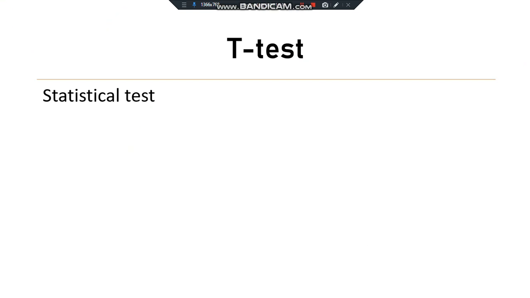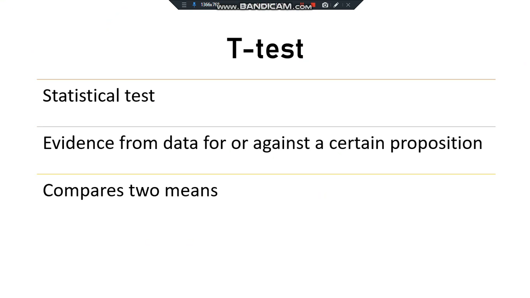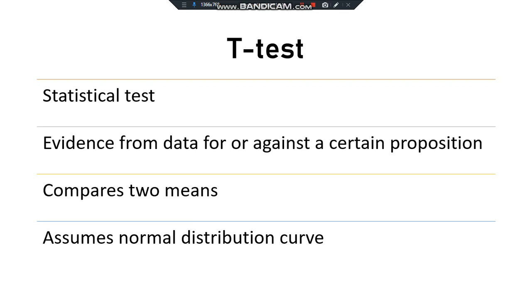Finally, moving on to the t-test, it is a statistical test which basically gives evidence for or against a certain hypothesis, which is the null hypothesis. It basically compares two means and tells us whether there exists an actual difference between the two given means or whether the difference is merely due to chance. It assumes a normal distribution curve.